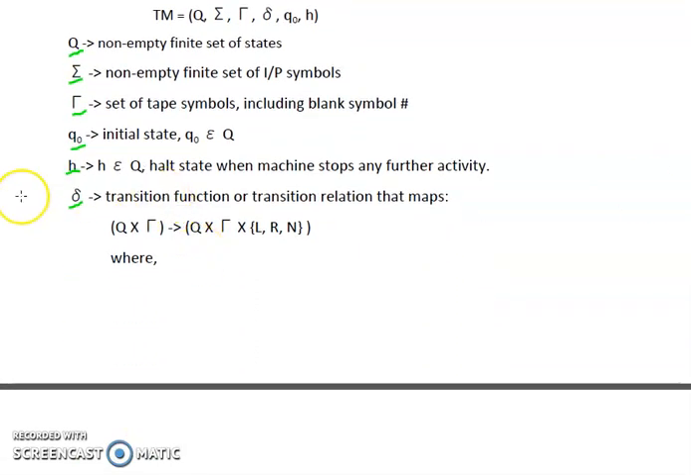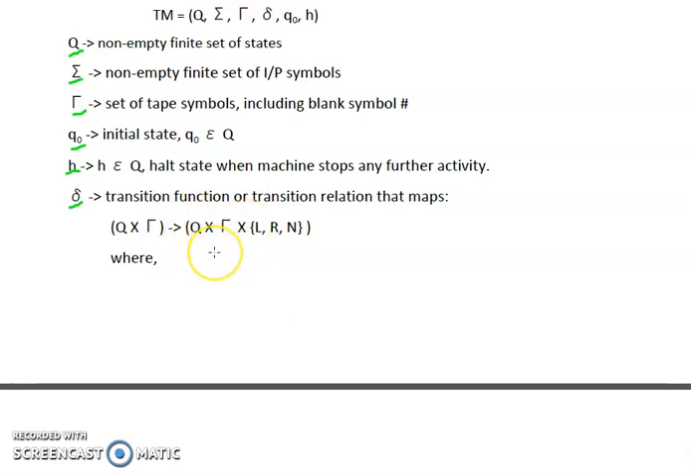Now let's define the delta. Delta is a transition function, or a transition relation, that maps Q into gamma. That means Q is the set of states and gamma is the set of tape symbols. So whatever the input symbols or the tape symbols are present in our Turing machine, that is represented by gamma. So the state is considered and the tape symbol is considered, and it gives us a new state from the set of states Q. So capital Q over here represents the states. So it can be a new state or it can be the same state.